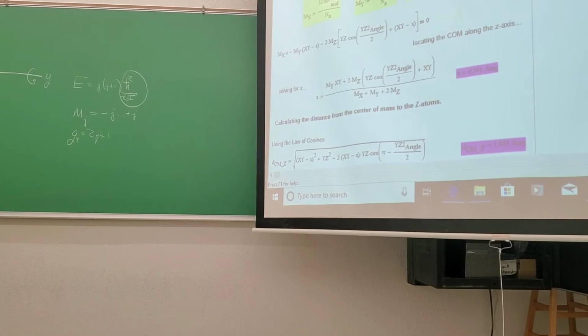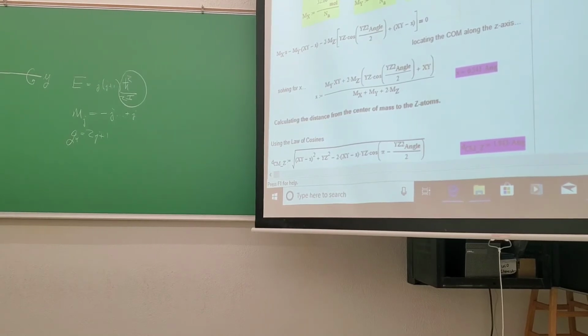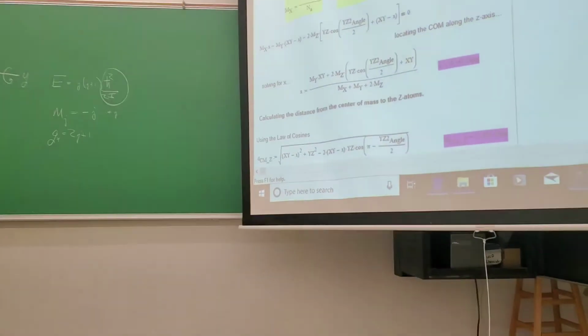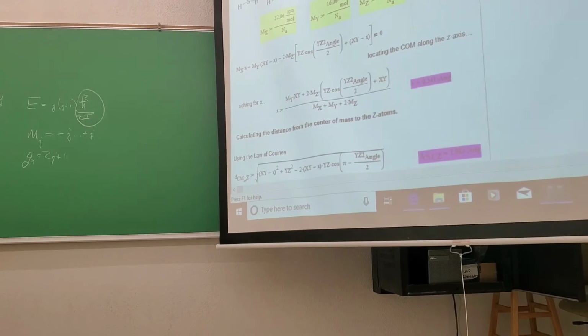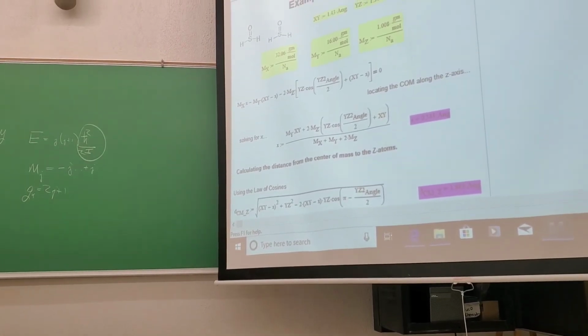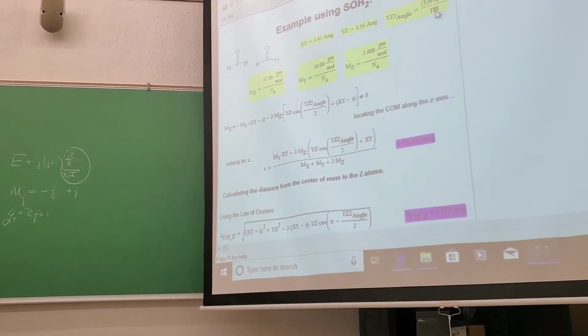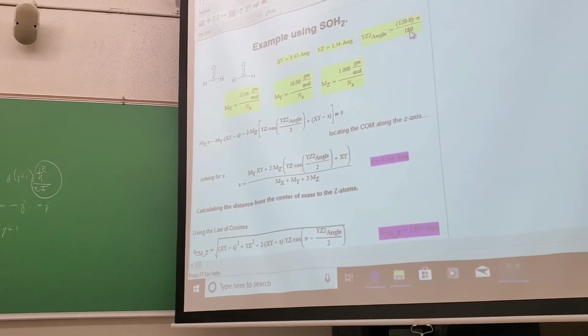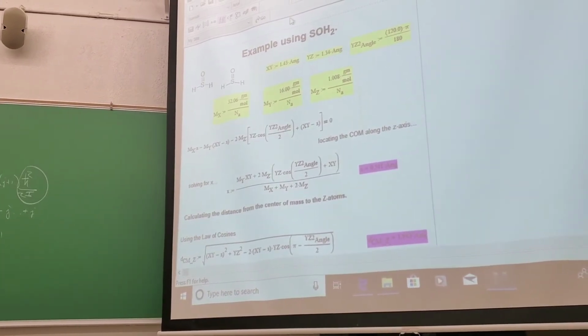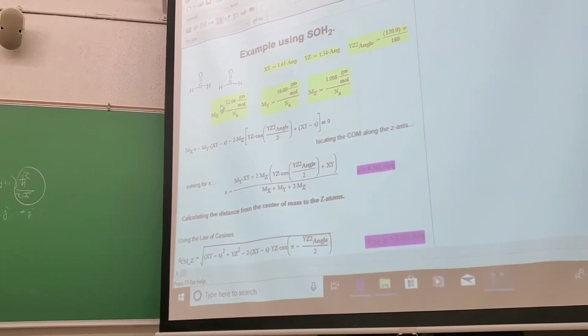So I set the XY, my oxygen and sulfur, as 1.43 angstroms, my SH at 1.34 angstroms, and I set that at 120 degrees. And I put it times pi over 180 to make it in radians. Anyway, so then I need all the masses. I have sulfur as my X. Is that what I had?